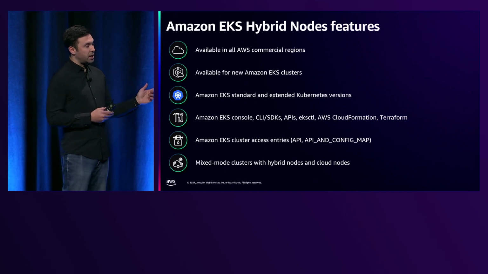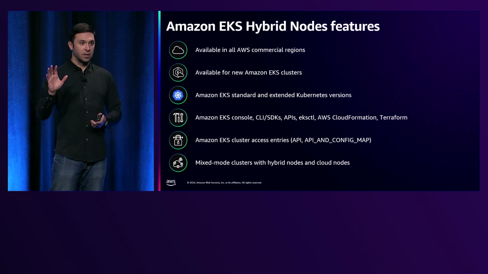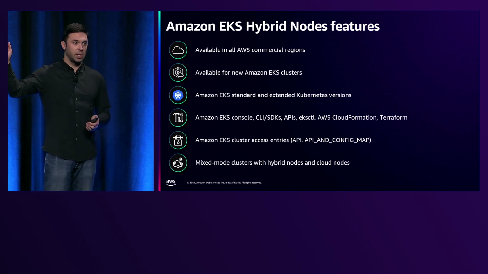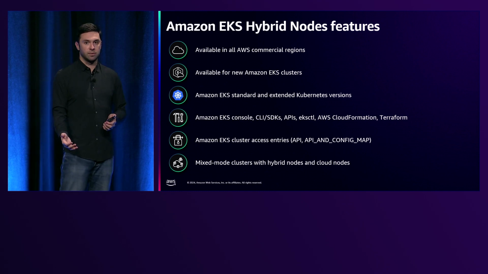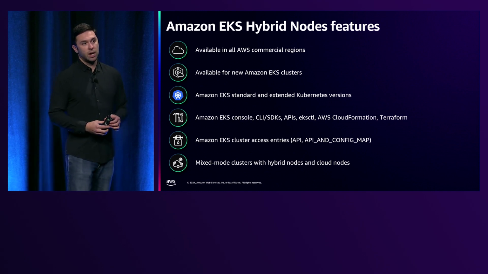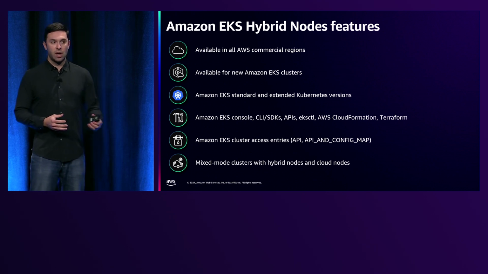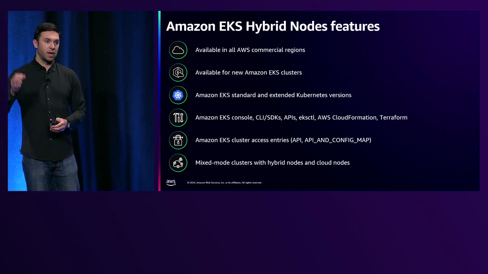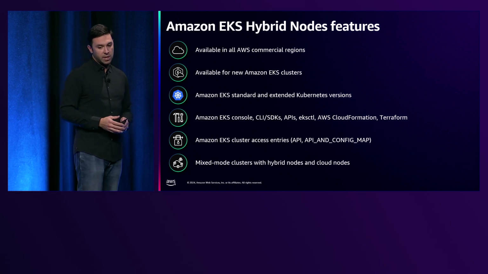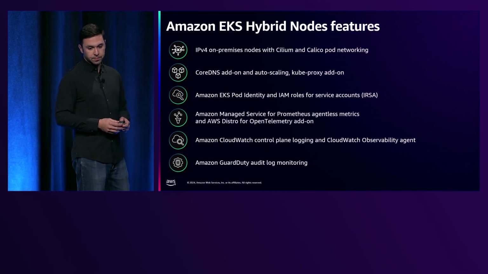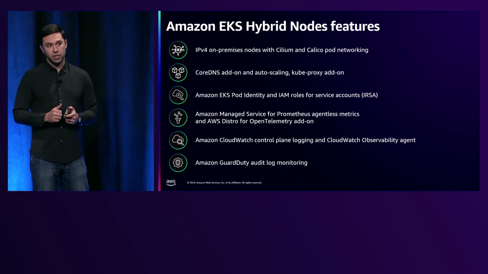The last one on the slide here, you can run mixed mode EKS clusters. So you can have a single EKS cluster with some nodes in EC2 and some hybrid nodes running in your own on-premises environment. We also announced a feature called EKS Auto Mode yesterday, and you can also have a single EKS cluster that's using EKS Auto Mode as well as hybrid nodes in the same cluster. We are supporting IPv4 only at launch here.